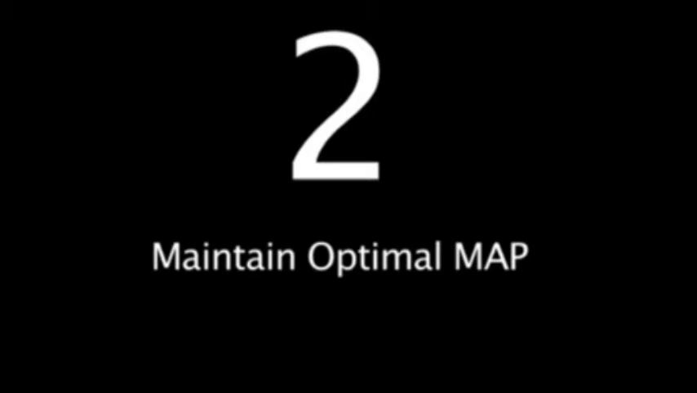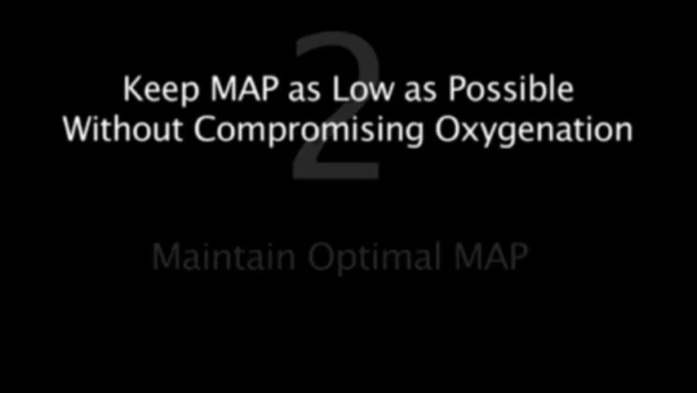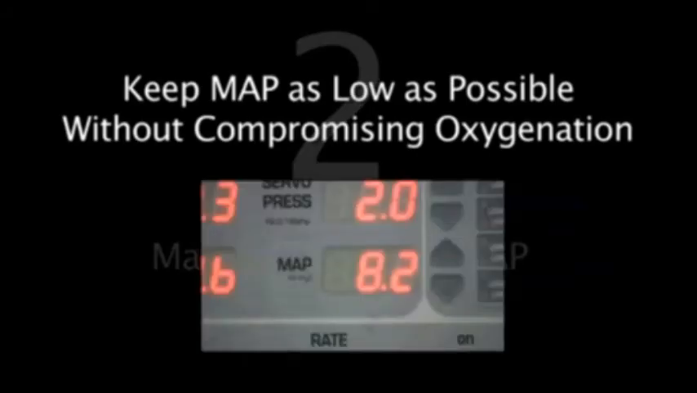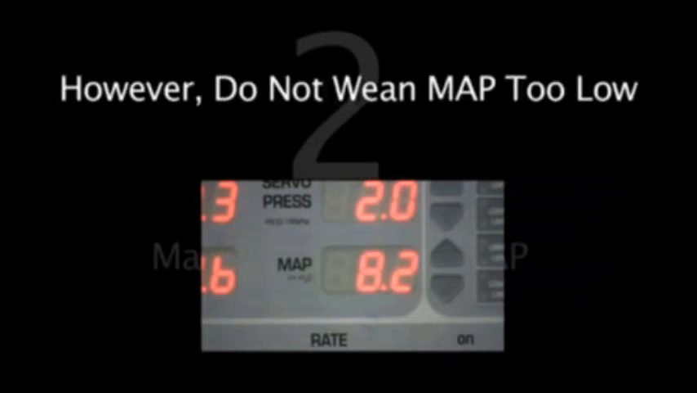Second, maintain optimal mean airway pressure. During patient management, the mean airway pressure should be kept as low as the patient's pathophysiology allows without compromising oxygenation. As the patient's condition improves, blood gases will indicate that conventional support can be weaned. However, be careful about lowering mean airway pressure too low.